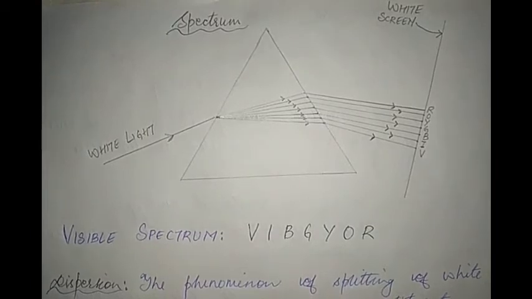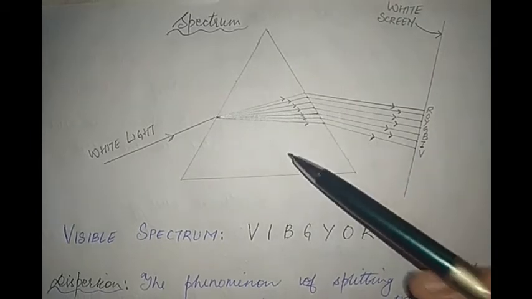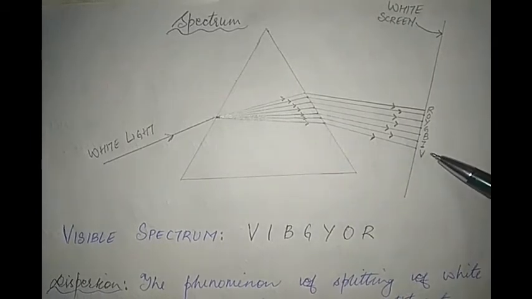Not just that, we've also learned that for violet light the refractive index will be maximum, and for red light the refractive index of the prism will be the least. Thereby violet light refracts the most, and red light refracts the least.